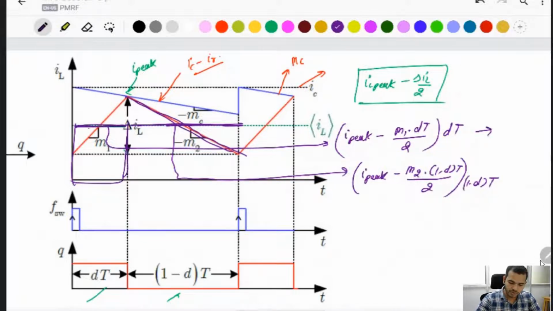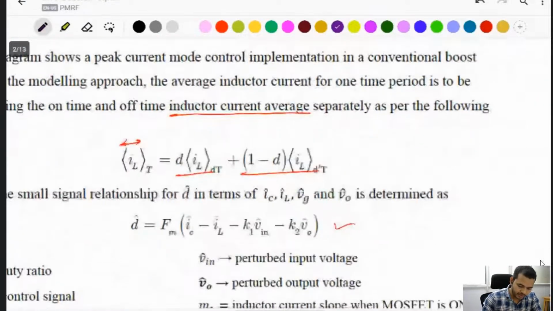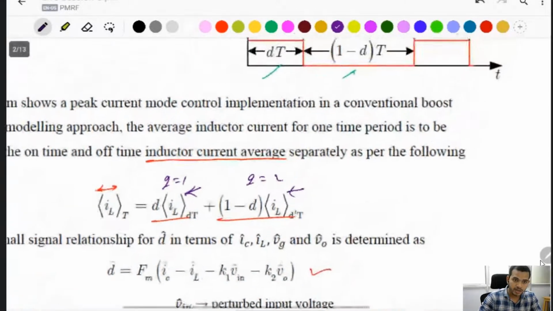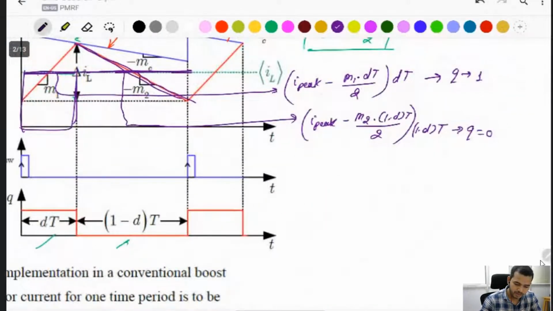This one is for when the switch is on, Q is 1, and this one is for Q is 0. For the expression given here, with Q equal to 1 and Q equal to 0, IL is found from there and the value of IL is put in here. Okay.